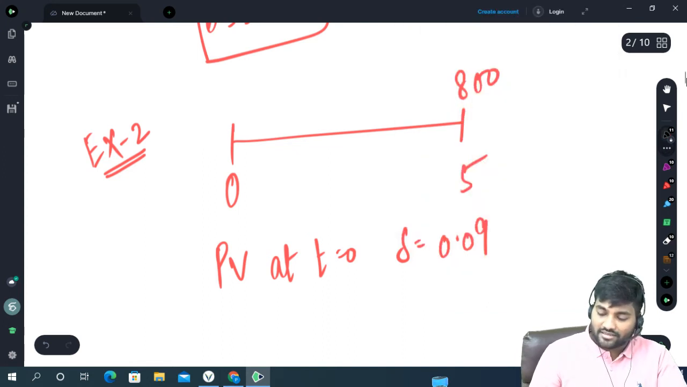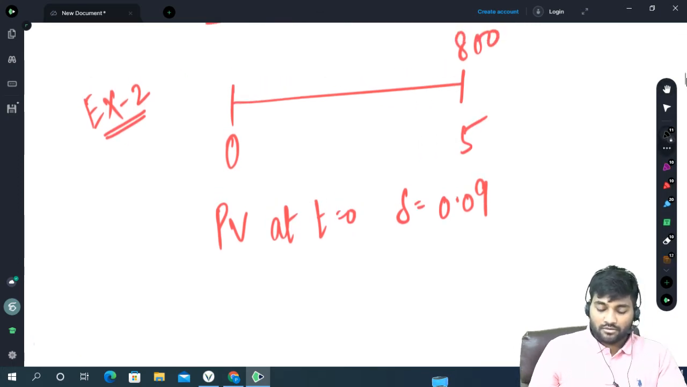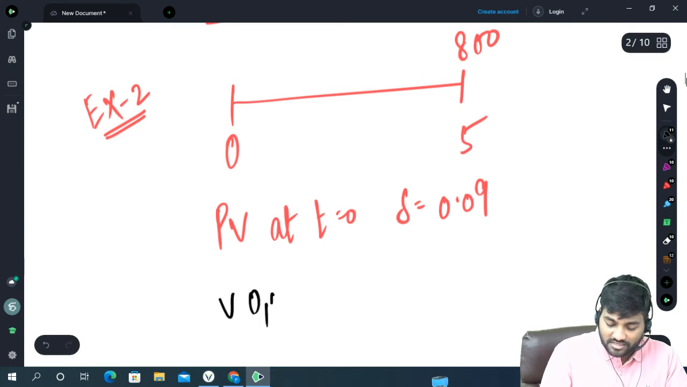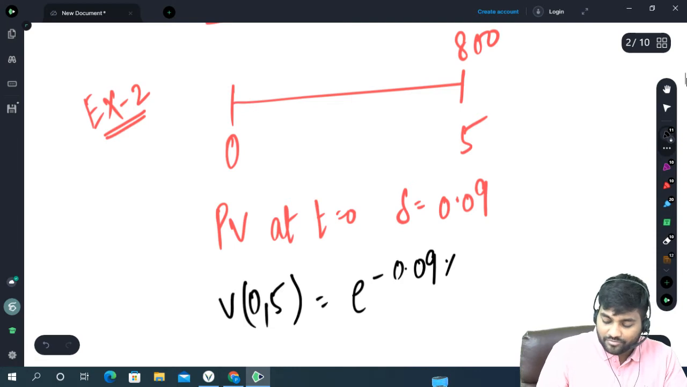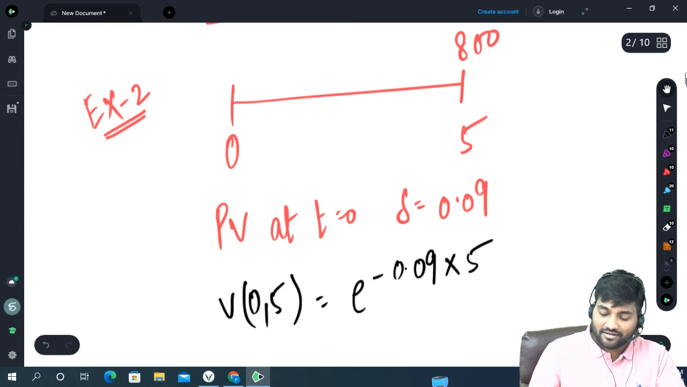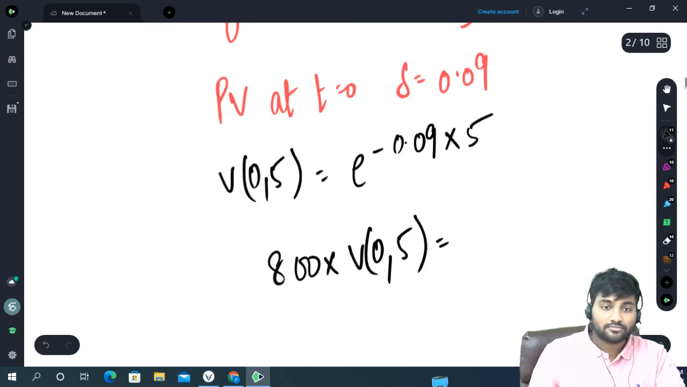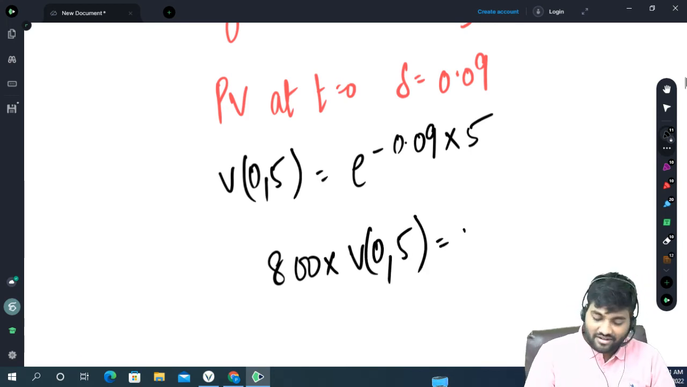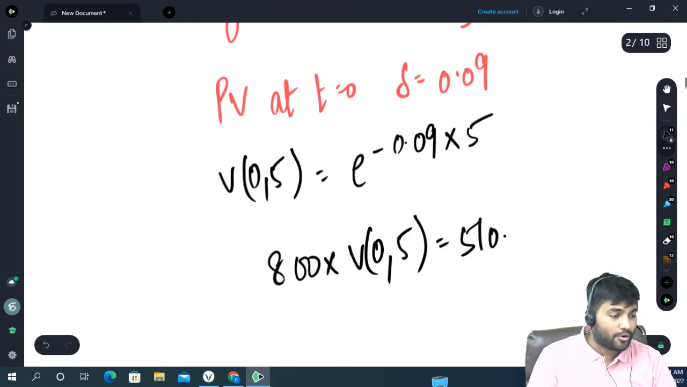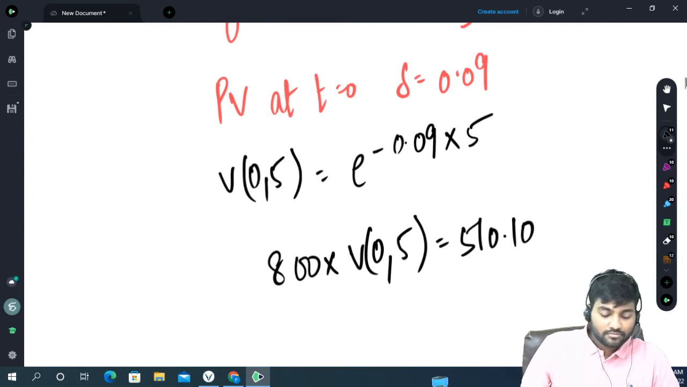We need to calculate the discount factor for 5 years. We need to calculate V 0 to 5. This is e to the power minus 0.09 into 5, and then we need to multiply it by 800. What is the answer? It is 800 into V 0 to 5. What is the answer? 510 is the correct answer. 510.10. Okay, this is a question on discount factor.